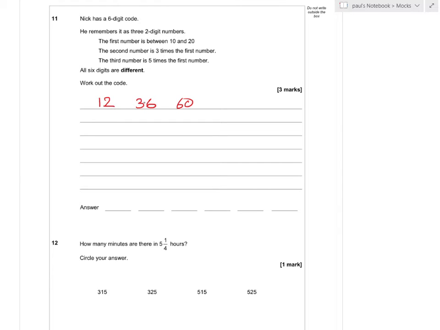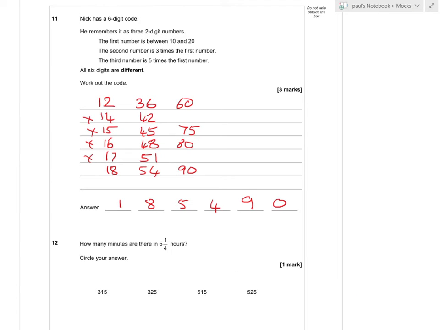Can't be 13 because that would be then 39. 14. 3 14s are 42. No, that's not wrong. 15. 3 15s are 45. And 5 15s are 75. No, that doesn't work. 16. 3 16s are 48. And 5 16s are 80. No, that doesn't work. 17. 3 17s are 51. No, that doesn't work. 18. 3 18s are 54. And 5 18s are 90. Yeah, so that's it. So we've got 18, 54, and 90. That's it. Would be the last one we thought of, wouldn't it?